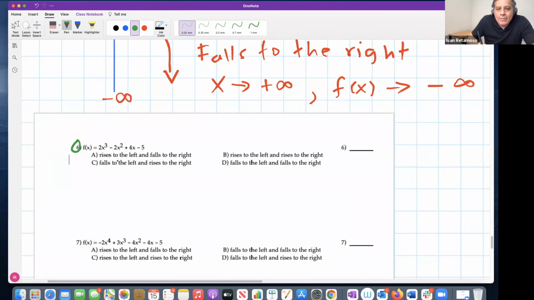Determine its end behavior in words right here. So quickly, you pay attention to the first term, this guy, 2x to the third. And then you look at this guy, it is positive, the leading coefficient. And then you look at the exponent, the degree. The degree is odd. And I can see the students are already figuring this out.